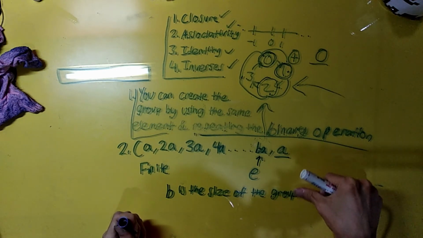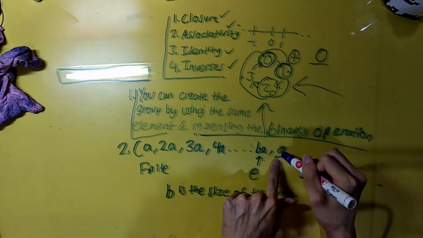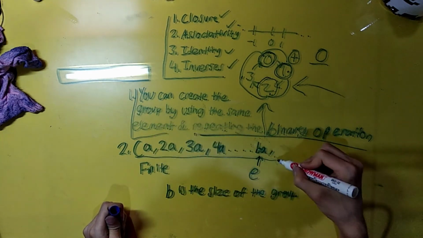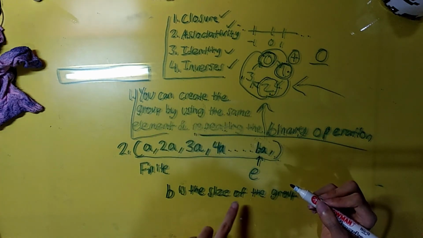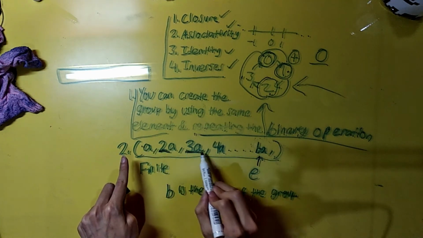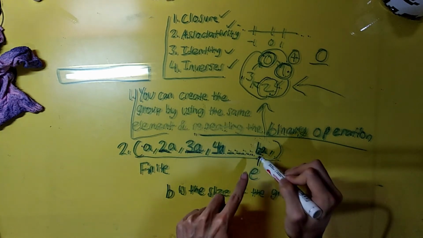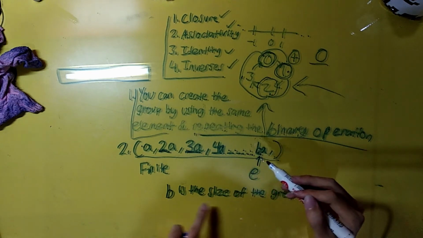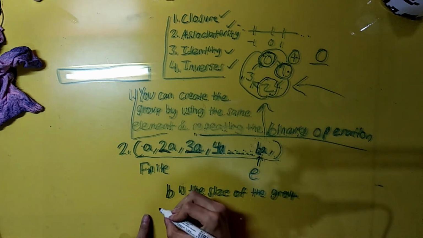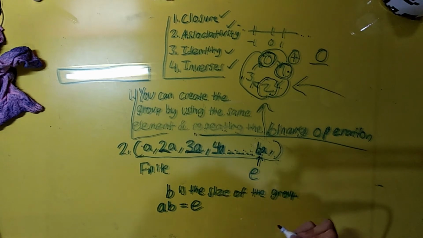Why? Well, because remember, we have to cut off the repeating segment, right? So we have to cut off the A, and everything here forms a group. B is the size of the group, because how many elements do we have here? We have 1, 2, 3, 4, 5, 6, 7, 8, and so on. We have B, BA elements. So we have B as the size of the group. And what did we say? B is the size of the group, and A times B is equal to the identity.